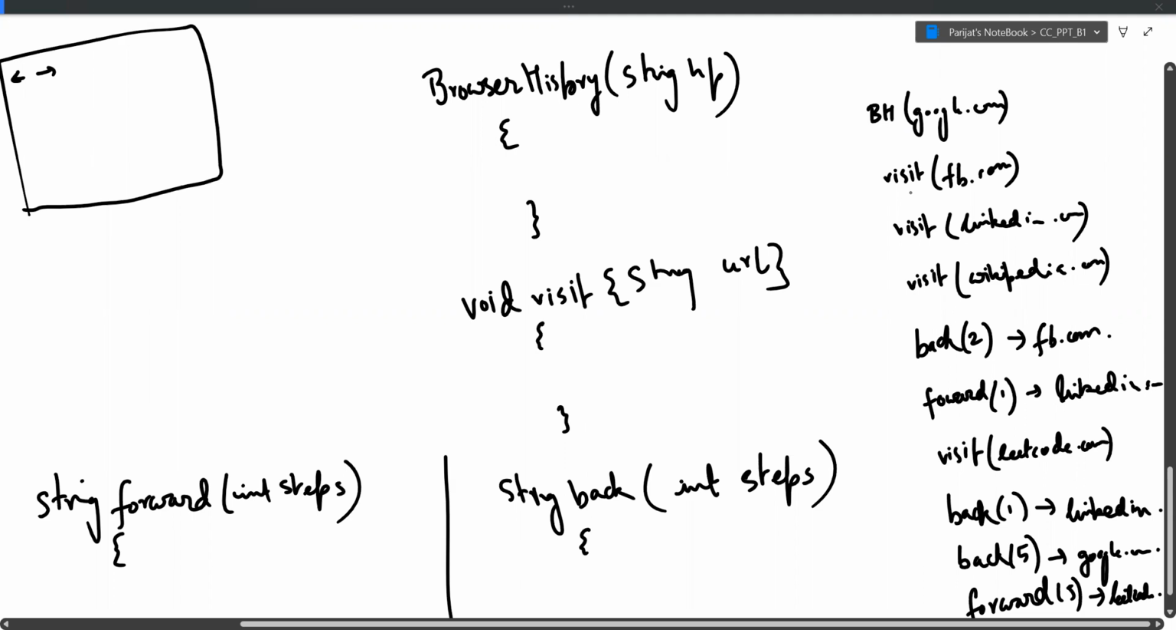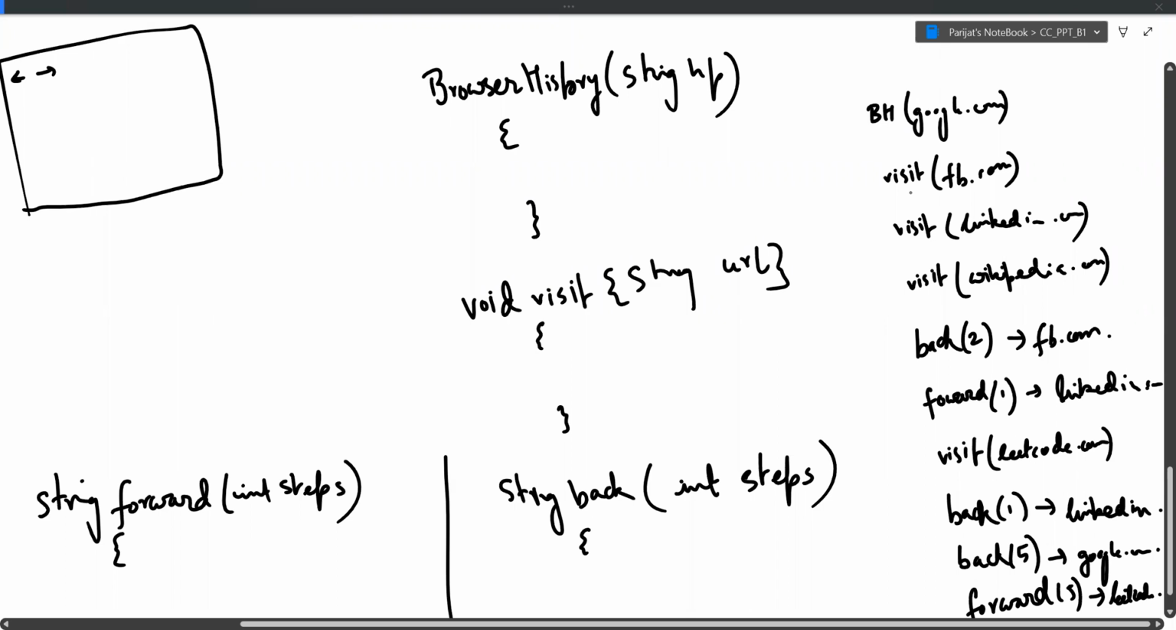So everyone got the approach. With a double linked list, we can create the head of the double linked list as the home page, right? And whenever we visit, we create a new node and add it to the end, and that becomes our tail. So the tail contains the current node, and whenever we go back, we only go back till the head. We don't delete anything.